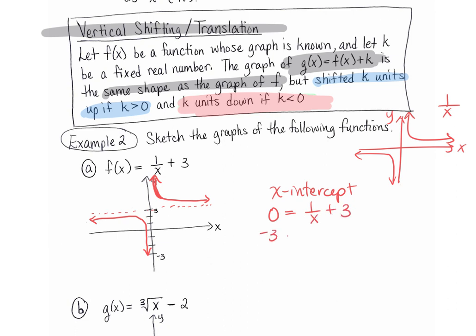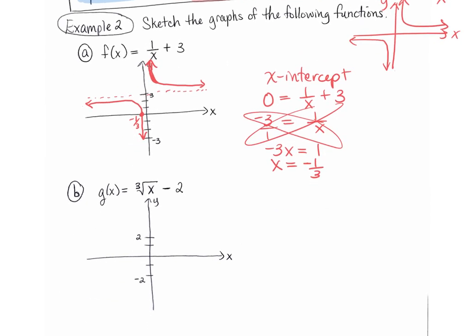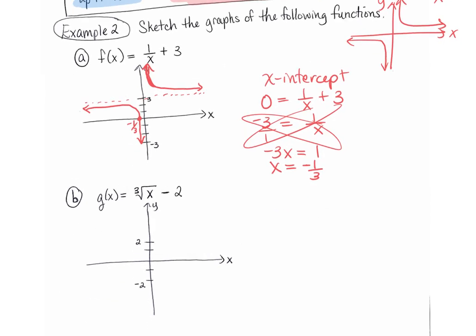And you get negative 3 equals 1 over x. That's really negative 3 over 1. You cross multiply to get negative 3x equals 1, or x equals negative 1/3, dividing both sides by negative 3. So we know that's negative 1/3. Okay? Very good. Other functions you learned about in 4.4. One was the cube root of x. You remember the shape of the cube root of x?